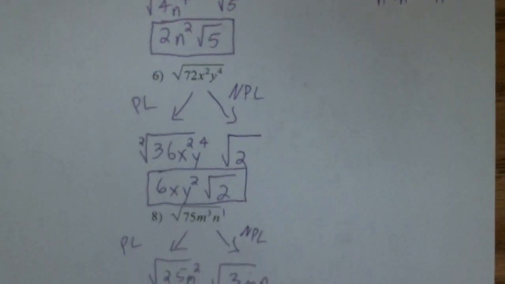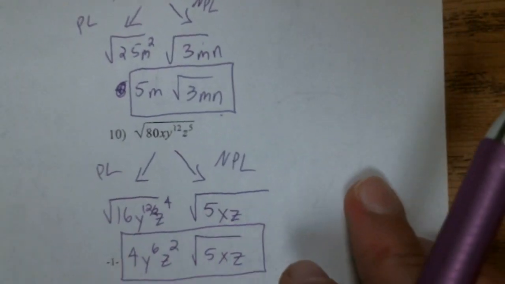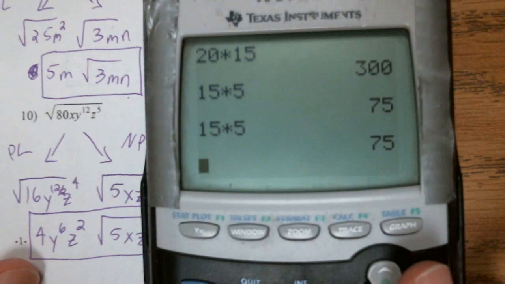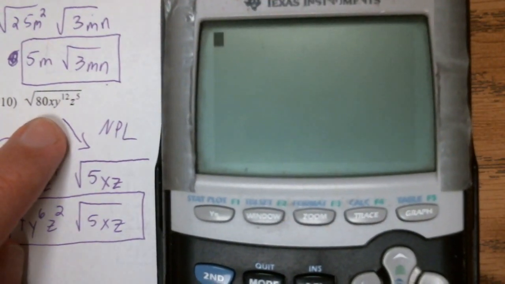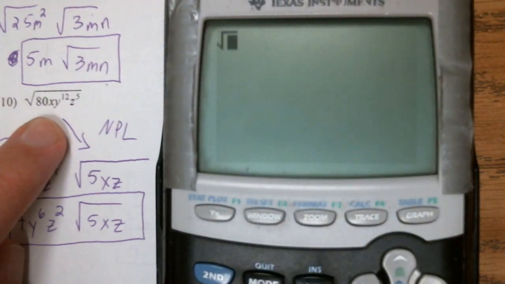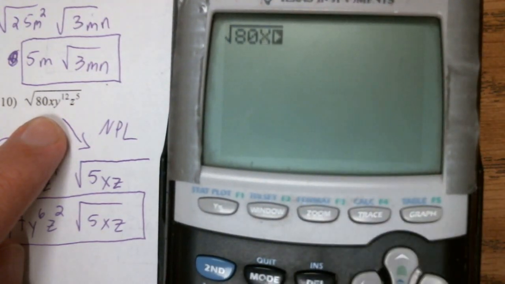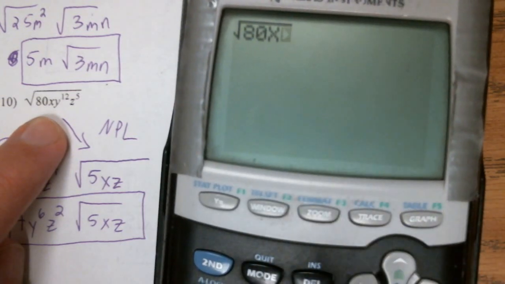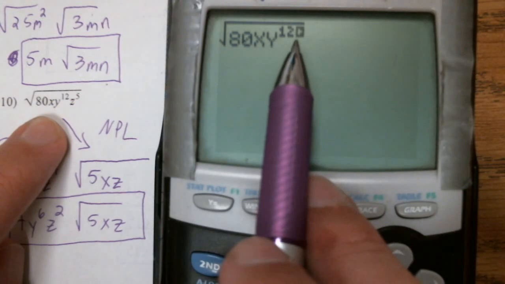I wanted to go back real quick before I finish this video. I want to check one of these that has a bunch of variables in it. Okay. So again, if you've already programmed your calculator and have numbers assigned to all these letters, this will work. So square root of 80x alpha y raised to the 12th. Notice my cursor's up here in the superscript, guys.